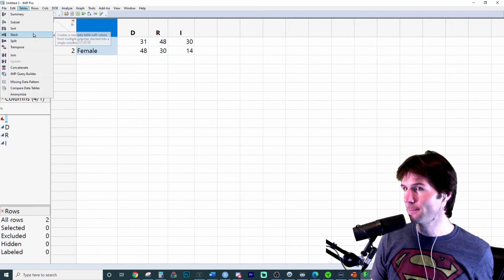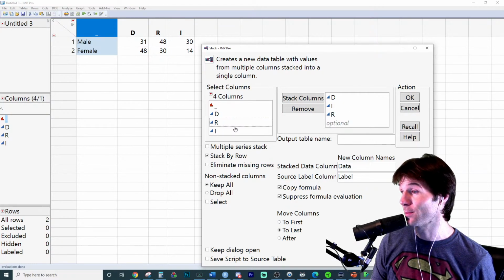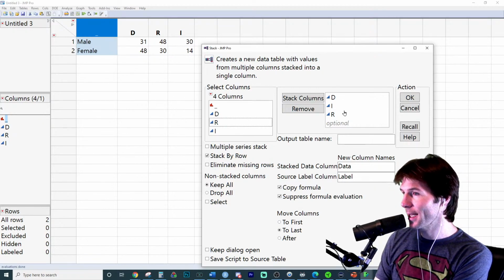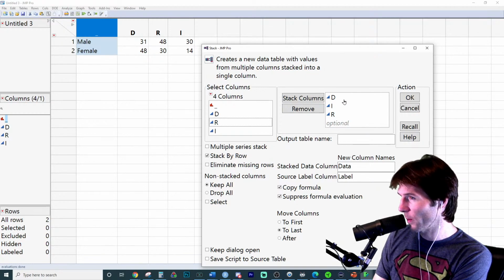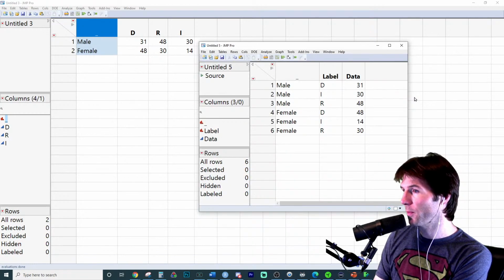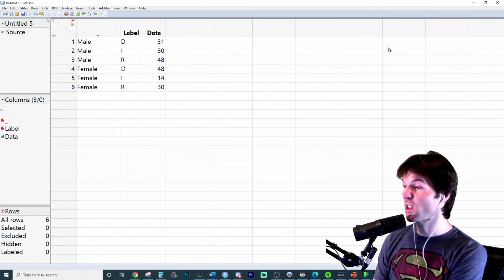Under Table Stack, you'll click D, R, I. It doesn't matter what order you click them in. We're stacking the quantitative columns. We just need the 3 quantitative columns right here. So once the 3 quantitative columns have been stacked, boop, you get a new table. Notice mine are in DRI, but DIR, it doesn't matter. Directory. Classic DOS right there.